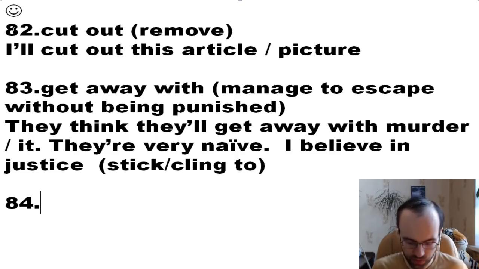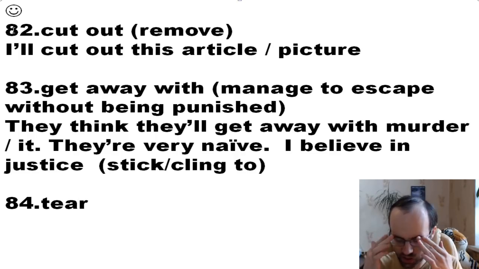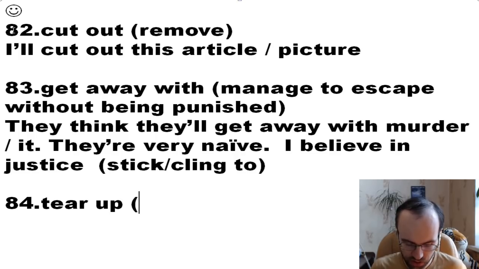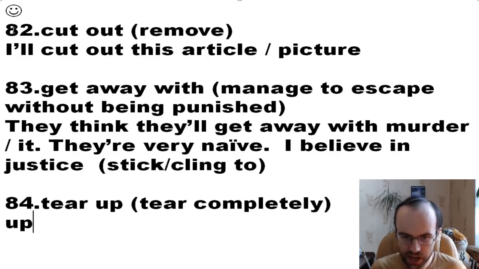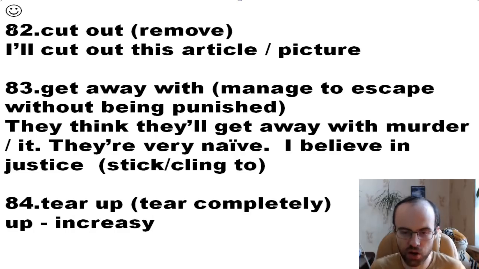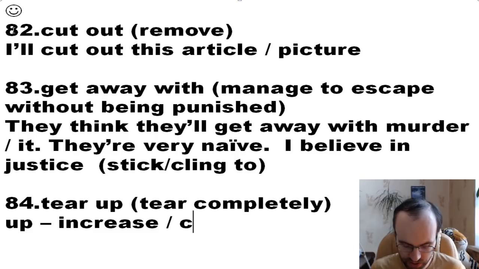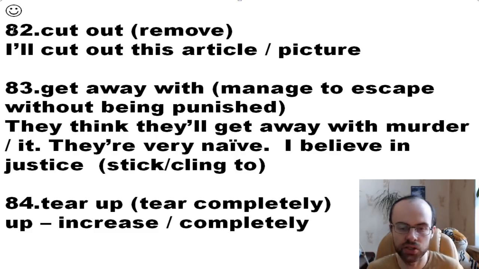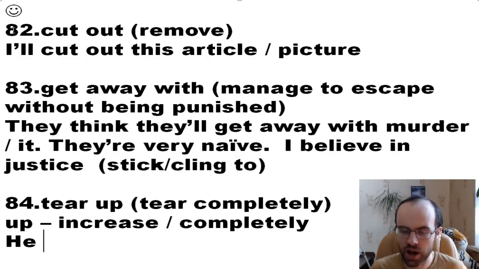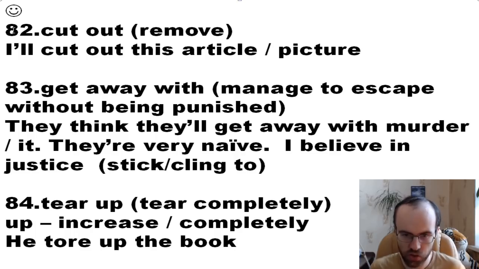Next, tear up. So tear, it's some tears when someone cries, but if it's a verb, we pronounce it as tear. Tear up, which means tear completely. Okay? So you need to understand that up means increase, like go up, and the second meaning of up is completely, like use up, tear up, and so on. He tore up the book. His verb is irregular. He tore up the book. So he tore the book completely.